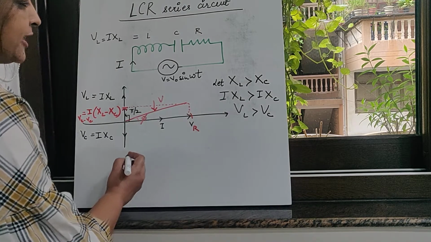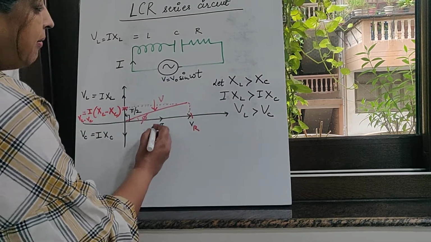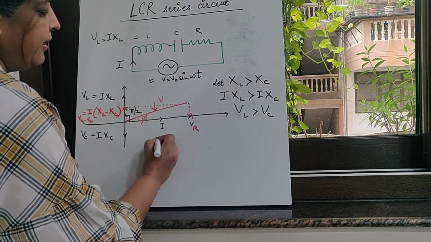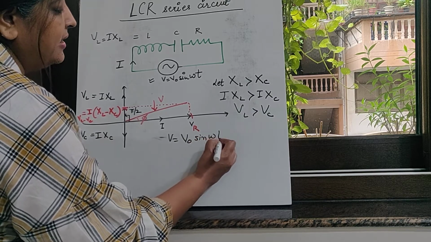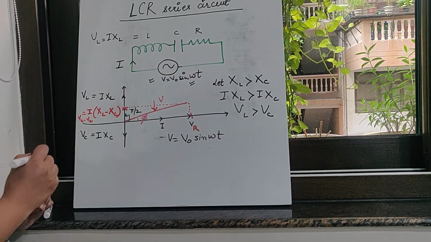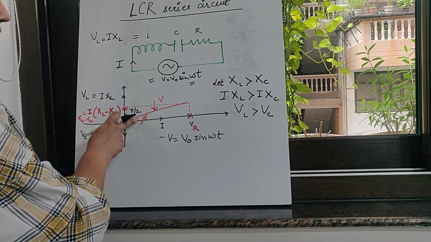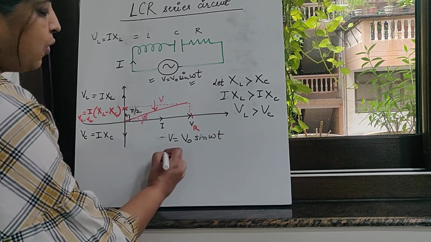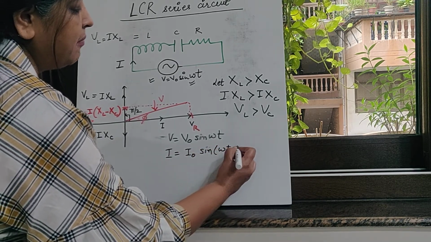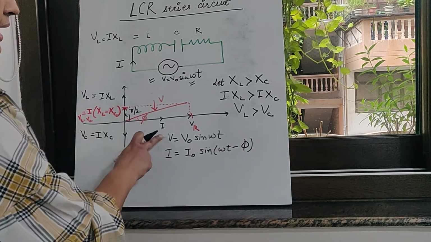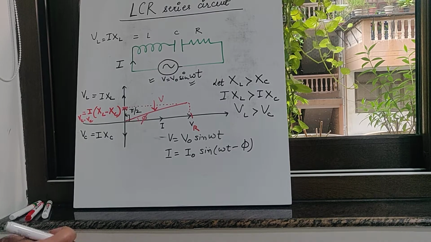Now we can write down the expressions for voltage and current from this phasor diagram. We know the voltage has been given as V is equal to V naught sine omega t. This is the voltage that we have applied. And the current, we can see here, is lagging behind by a phase angle of phi. So I can write I is equal to I naught sine of omega t minus phi, since the current is lagging behind the voltage by a phase angle of phi. So this is one way of writing it down.